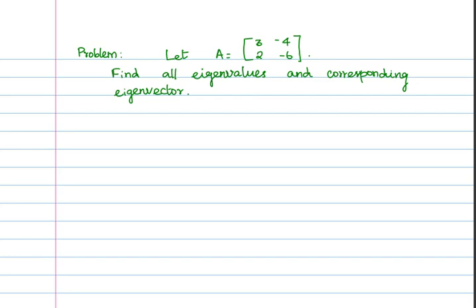Hi friends, in this video we are going to find the eigenvalues and the corresponding eigenvectors of a 2 by 2 matrix. This is our problem. Let A equal to [3, -4; 2, -6]. Find all the eigenvalues and the corresponding eigenvectors.